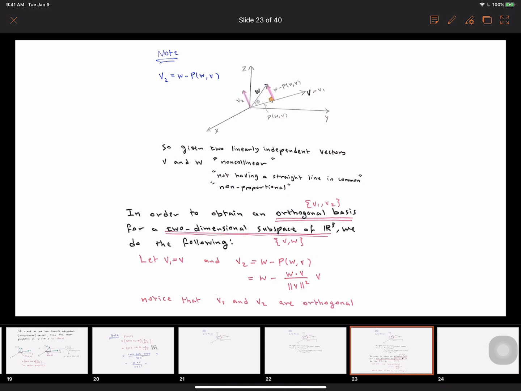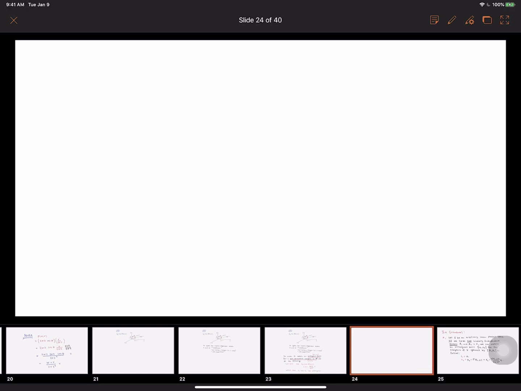So the summary side summarizes what is v1 and what is v2. As you could see, v2 is the subtraction w minus the projection of w onto v, which is w minus the dot product of w and v over the magnitude of v squared times v. Notice that v1 and v2 are orthogonal.